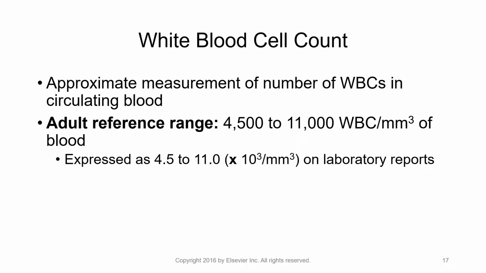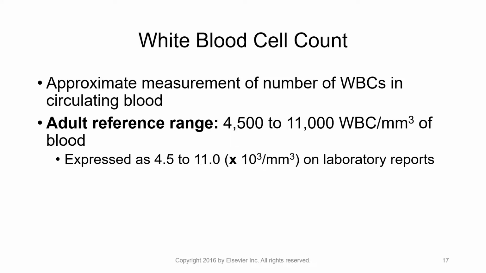The next measurement is a white blood cell count. It's an approximate measurement of the number of white cells in circulating blood, and the reference range is 4,500 to 11,000 white blood cells per cubic millimeter of blood, expressed on laboratory reports as 4.5 to 11.0 times 10 to the third per cubic millimeter.